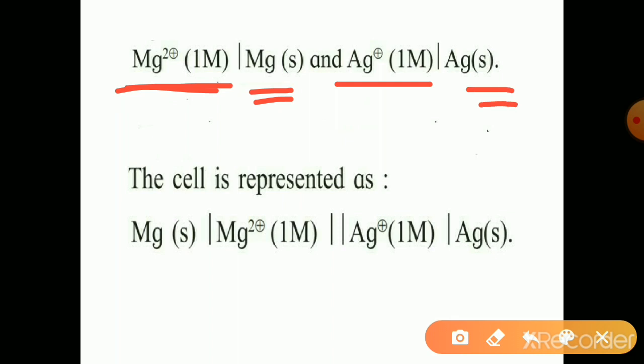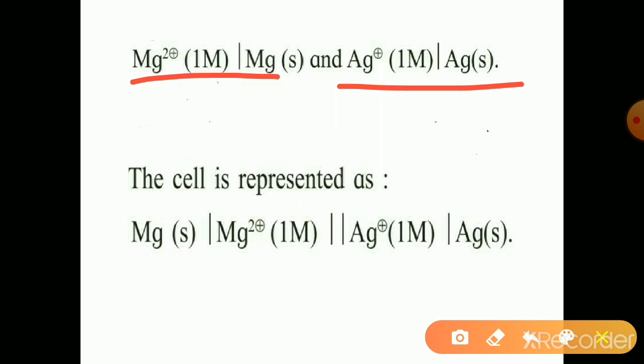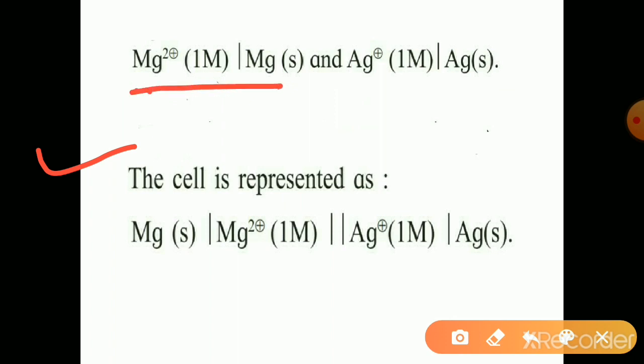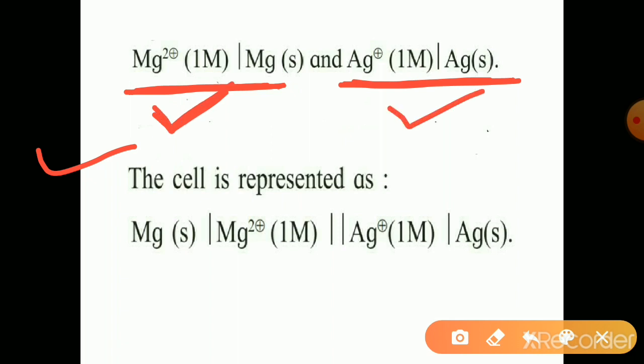See, when these two are connected, the cell is represented as follows. Oxidation takes place on the magnesium because magnesium is more electropositive than the silver. So this first tends to lose electrons. This has more tendency to lose electrons than the silver. So preferably oxidation takes place on the anode, that is magnesium.